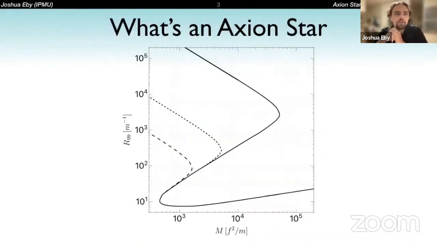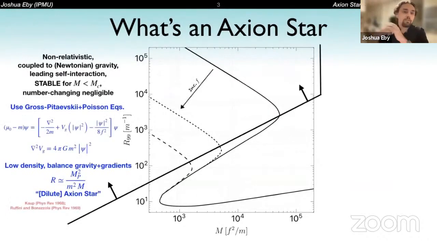Okay, let me start by telling you what is an Axion star. We have heard a bit about this in the last few talks, especially in the morning. But generally for me, an Axion star is a configuration of axions that lives in this phase diagram. And this phase diagram can be separated into basically 3 parts.